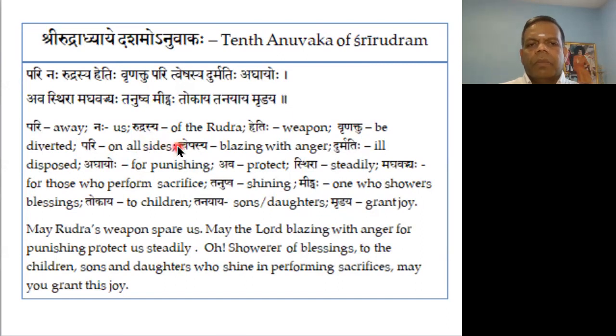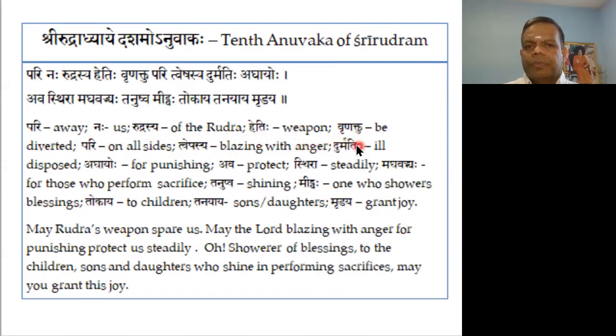Rudrasya: Rudraha means Rudra. Rudrasya means that which belongs to Rudra. Of Rudra. Hetihi means weapon. So Rudrasya heti means weapon of Rudra.